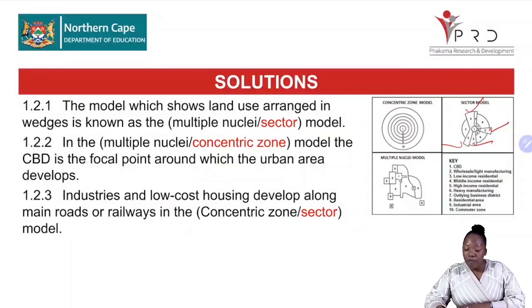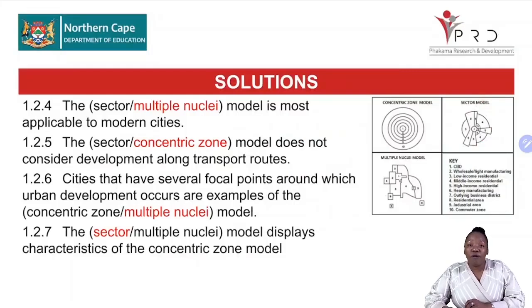And then we're moving to question 1.2.4. Is the sector or the multiple nuclear model most applicable in the modern cities? You will remember that the multiple nuclear has so many focal points or so many wedges. So therefore, in the modern cities or in the urban areas, the space is limited. So therefore, the multiple nuclear is most applicable.